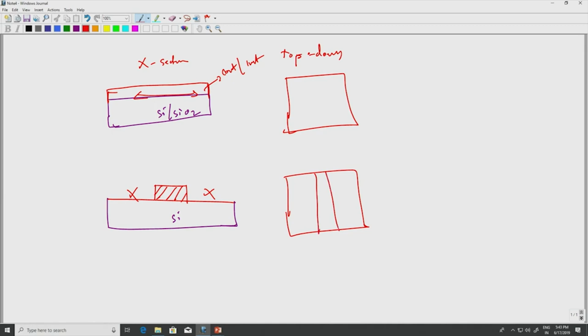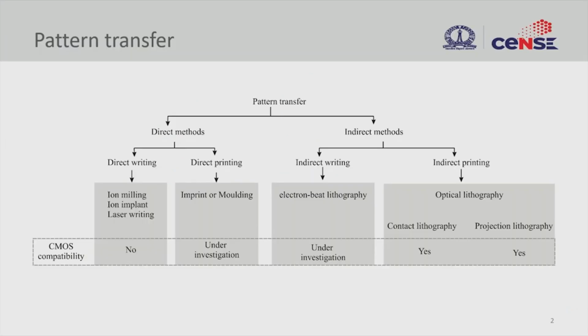If you put a field or a potential across, the direction of your electron flow will be here, but in this case it can take multiple paths. So what we are trying to do here is to restrict the energy flow. This is what we call pattern transfer: going from a continuous film to a restricted cross section that you can exploit for whatever functionality you want to realize.